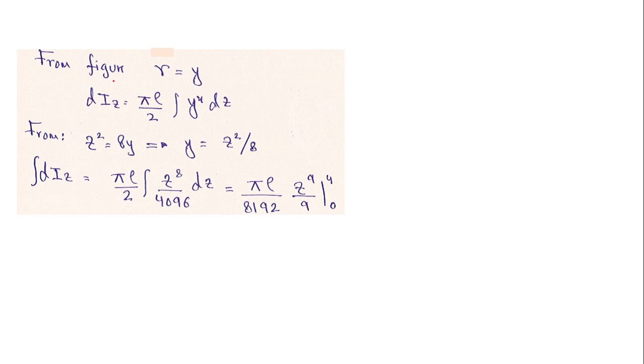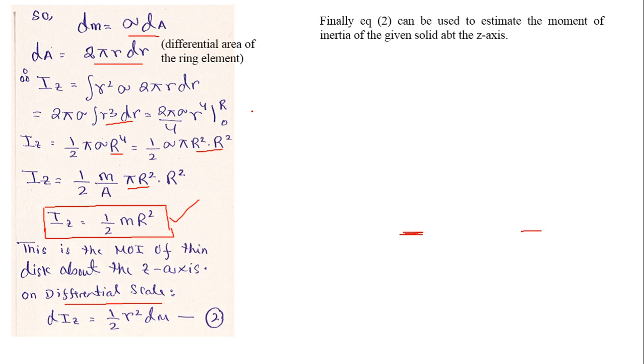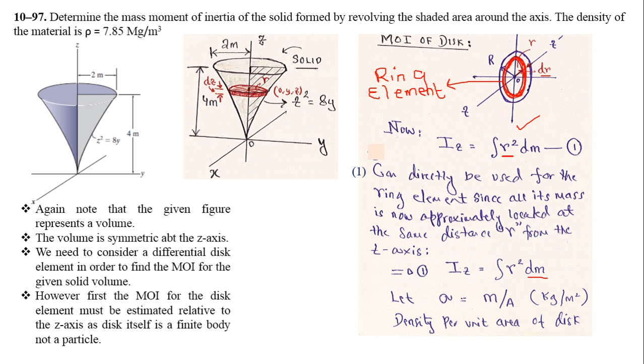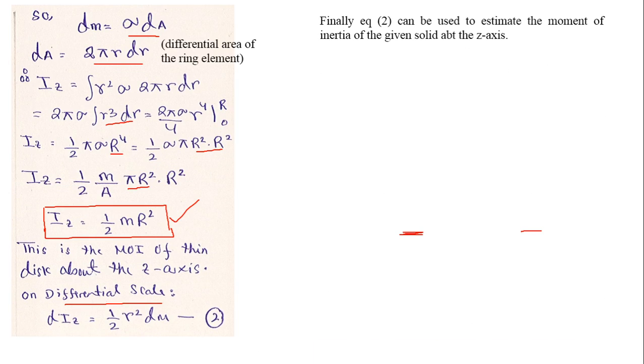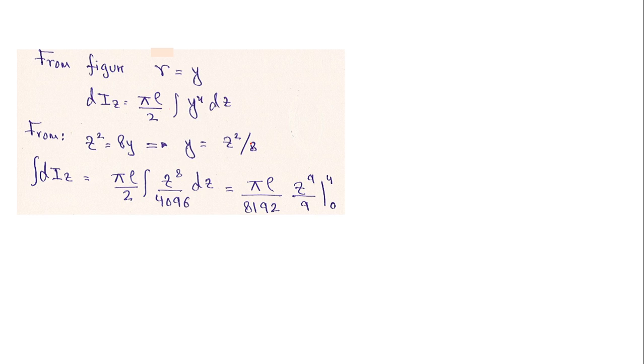So from the figure, if you look back, this r, the radius of this disk, was equal to y. Because this point where it is intersecting this curve has a coordinate y, so this r becomes equal to y. That is why I have used r equals y here.